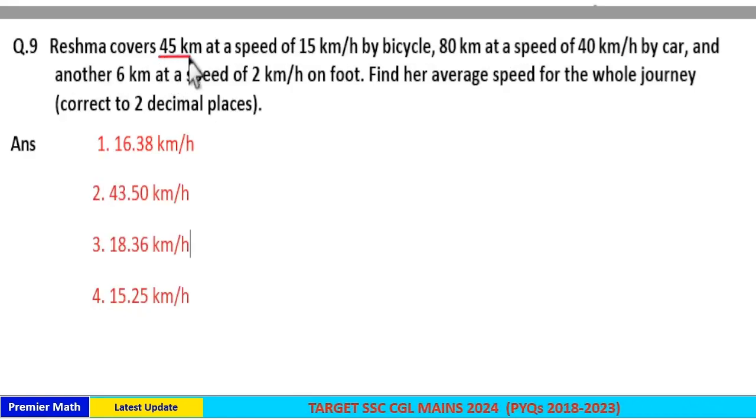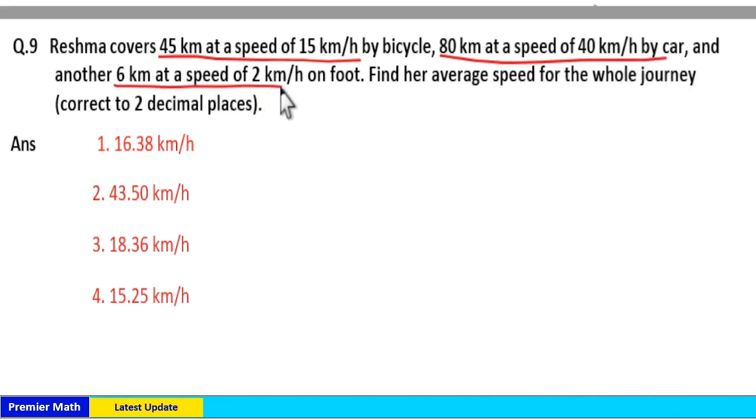Reshma covers 45 km at a speed of 15 km per hour by bicycle, 80 km at a speed of 40 km per hour by car, and another 6 km at a speed of 2 km per hour on foot. Find her average speed for the whole journey. Here distance is not constant. In that case, average speed is equal to total distance by total time.